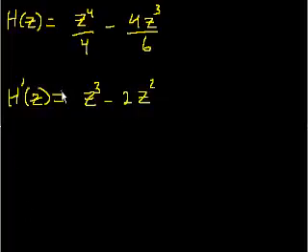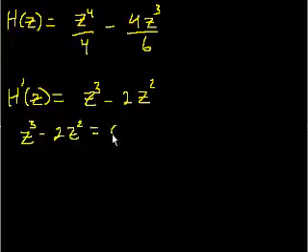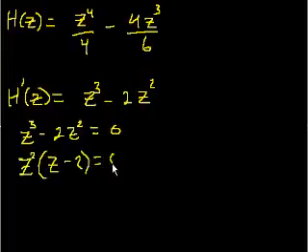And so we just have to figure out when this function is greater than 0 and when it is less than 0. And to figure this out, we really just have to break out our algebra toolkit to figure out, well, when does this function equal 0? So let's set z cubed minus 2z squared equal to 0. And we could factor out a z squared. And then we have z minus 2 is equal to 0.